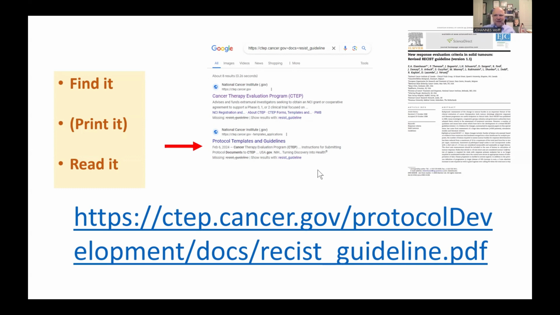You can find it on PubMed, click on it, and then you can buy it, pay for it. You can also get it for free. It is on the NCI website in the CTEP section. That is a government organization paid by our taxes. I have paid my taxes. I'm getting it there. I'm not paying twice.